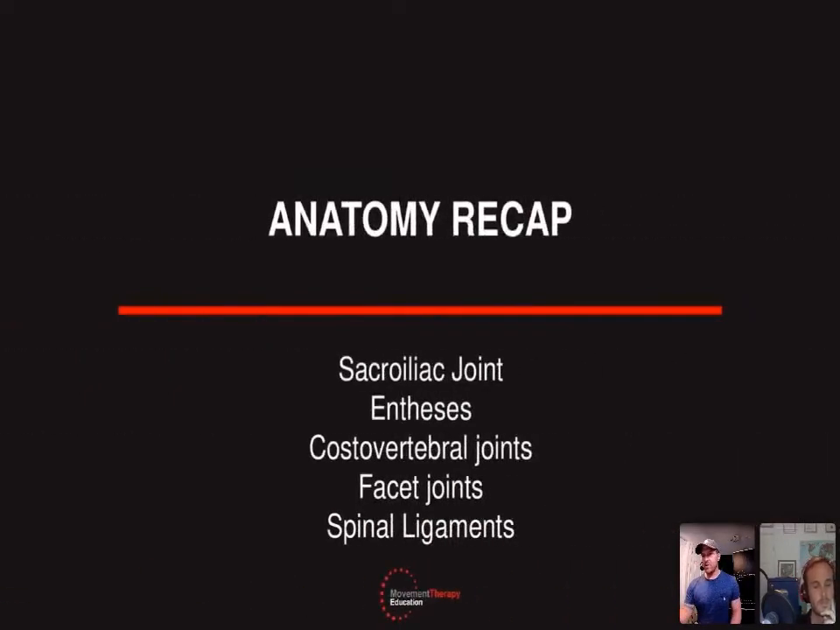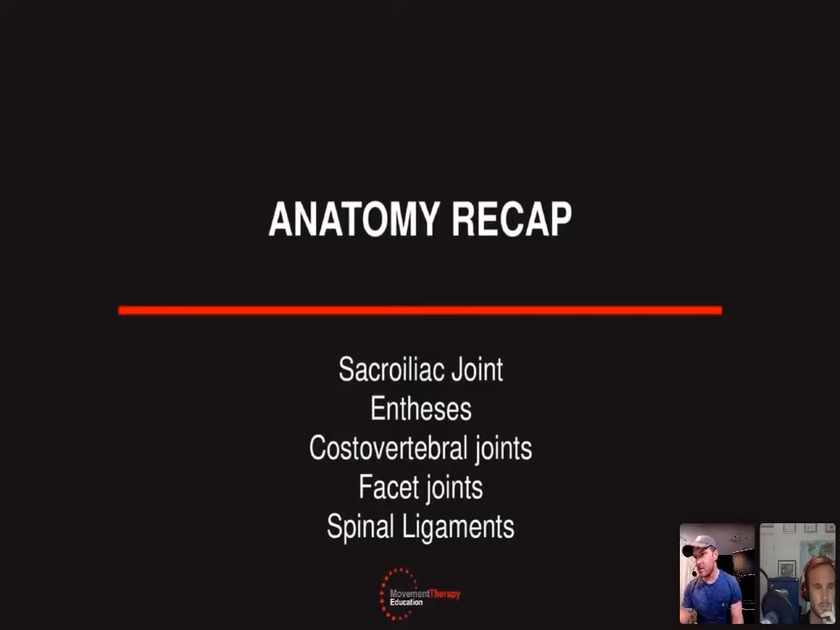So I'm just going to do a little bit of an anatomy recap for everybody, and specifically have a look at the sacroiliac joints, the enthesis, however you like to pronounce it, the costovertebral joints, the facet joints, and the spinal ligaments. These are the areas that are commonly affected by ankylosing spondylitis. So if you have a patient come in, then these are the areas that you may see have been affected by the condition.